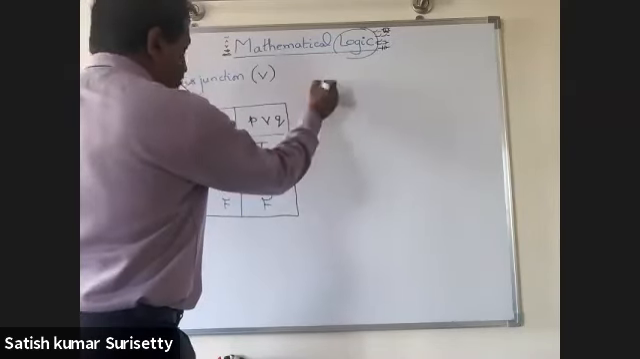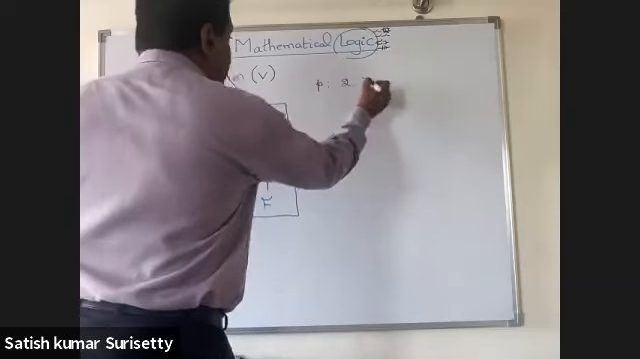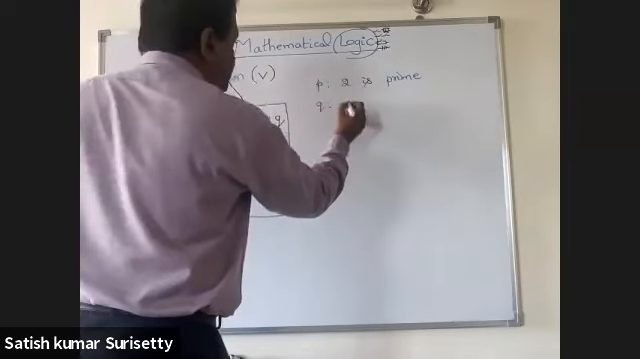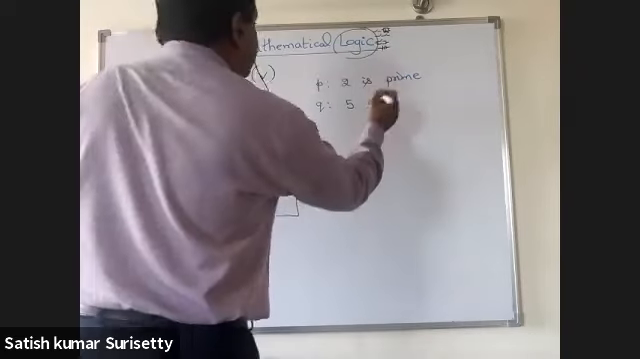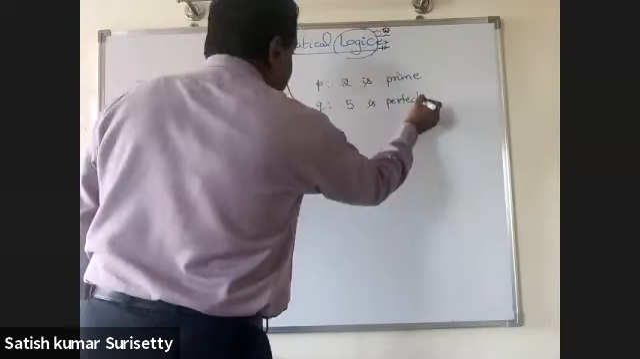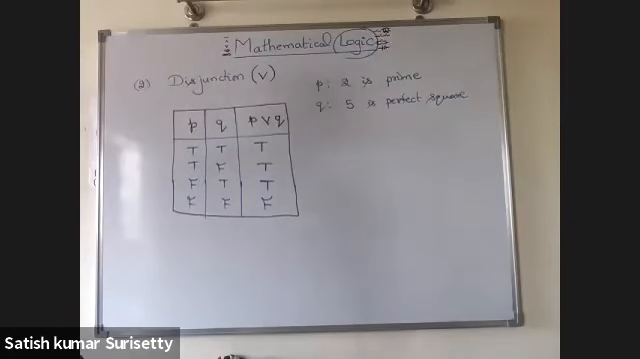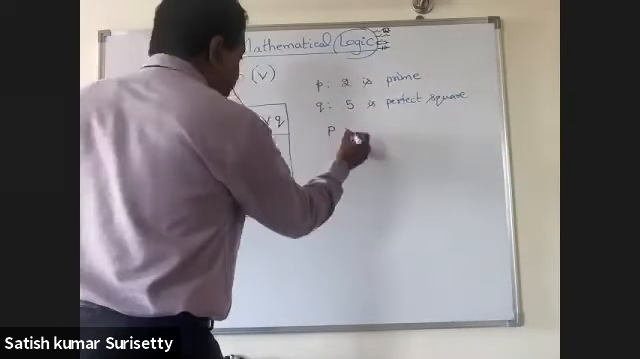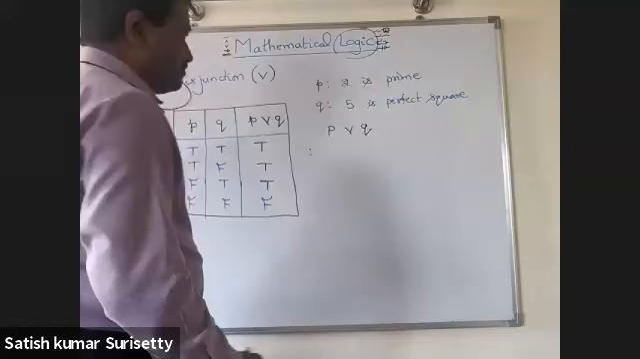Let us write one example. P: Two is prime. Q: Five is a perfect square. Now, what is the verbal form of the disjunction using these two statements? What is the verbal form and what is the symbolic form? The symbolic form is P or Q. Now, tell me the verbal form for this. What should I write?